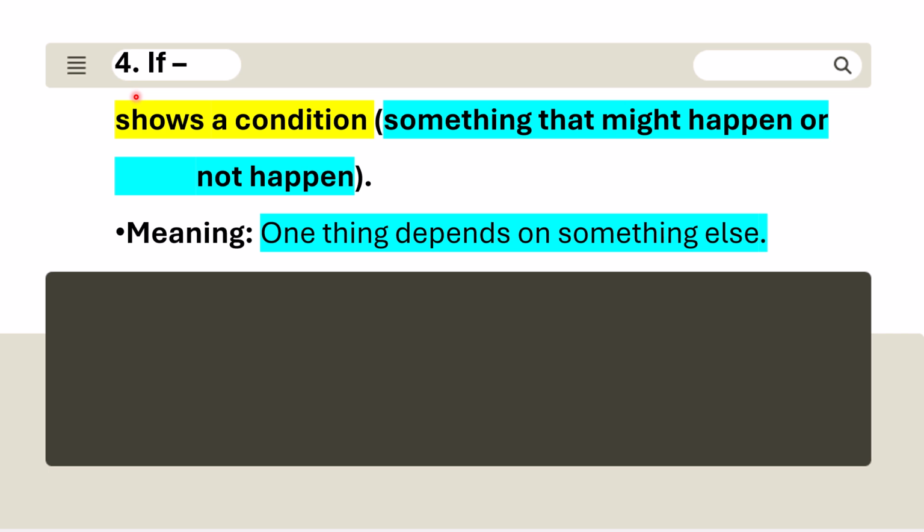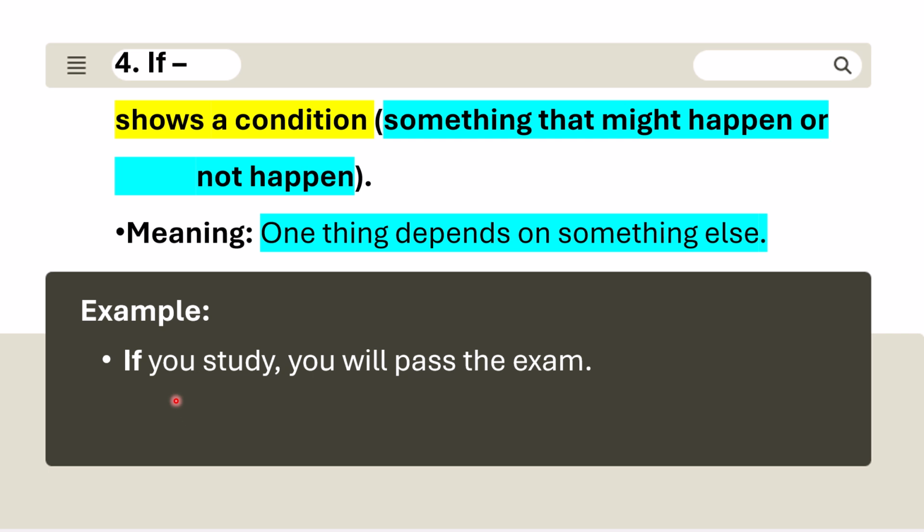The next one we have is if. It shows a condition, something that might happen or not happen, meaning one thing depends on something else. Another example, let's look at it. If you study, you will pass the exam. The students who work hard will surely pass the exam. So here there is a condition: if you are studying hard, definitely you will pass. It will show your results.